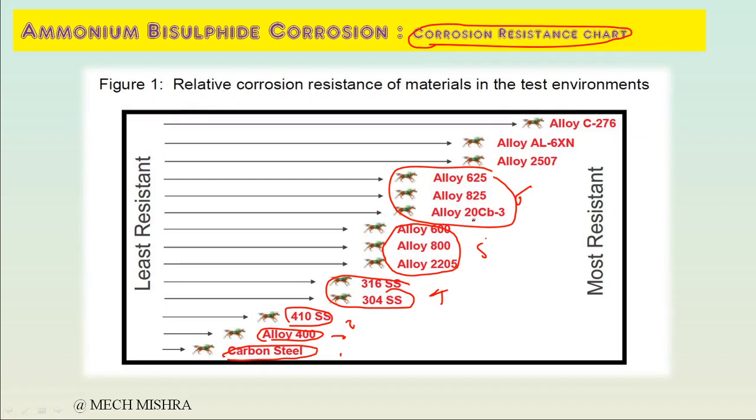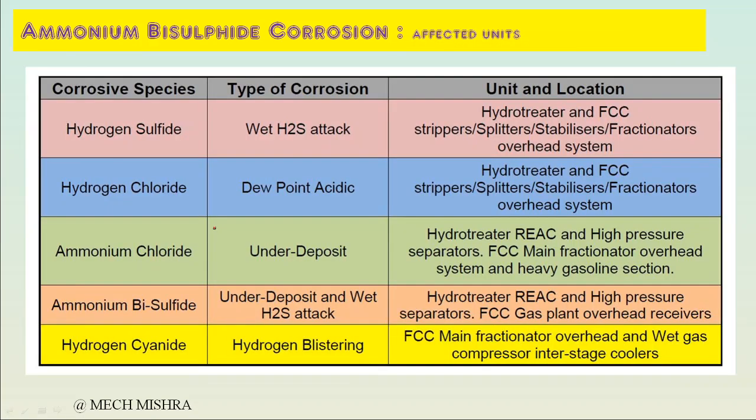CB3. Then, if we want to upgrade next, these are the two alloys, and the top one is alloy C276. So as we go up, from least resistant to ammonium bisulfide to the most resistant to ammonium bisulfide, this can be used based on our system for reviewing our metallurgy and upgrading our system if corrosion continues to happen.